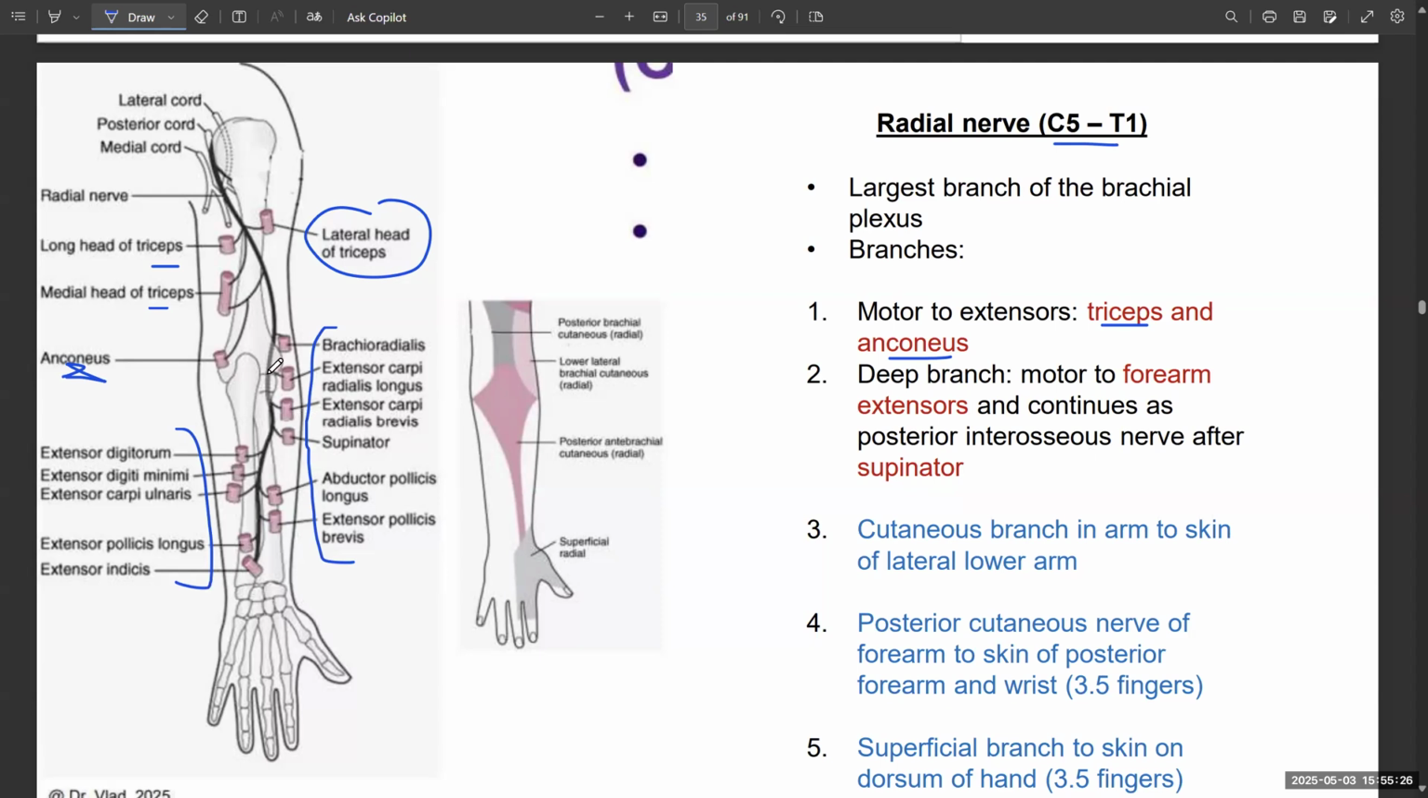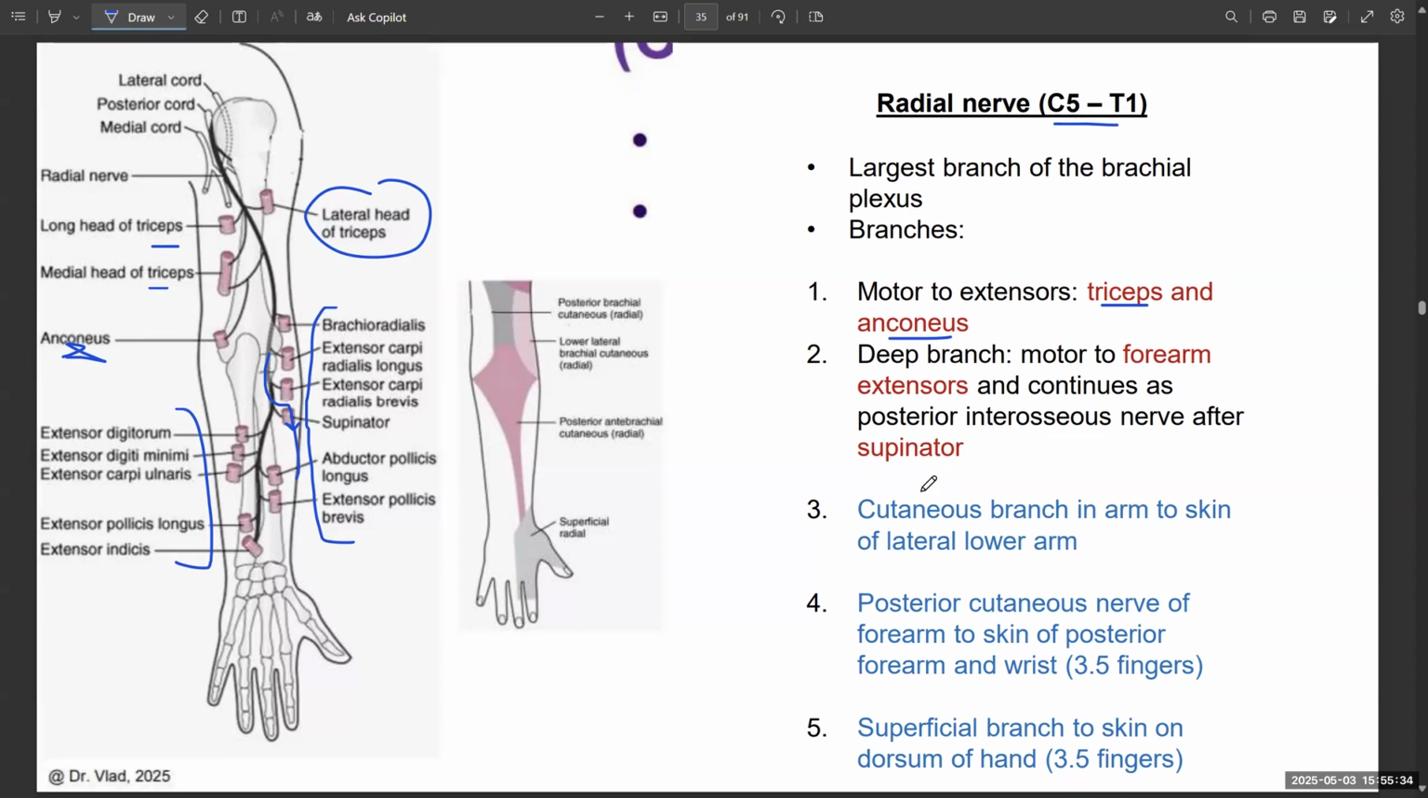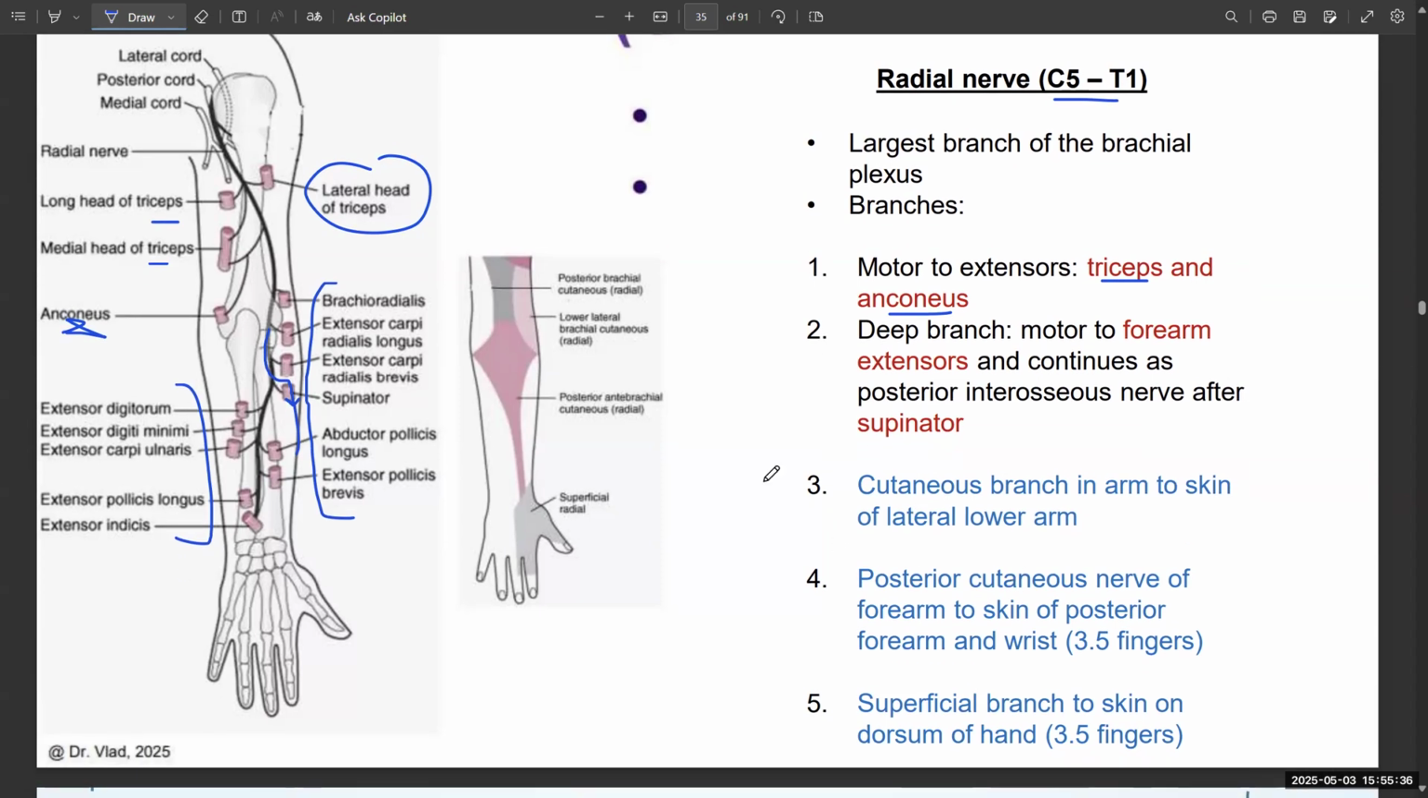So what this deep branch does is that it goes and pierces the supinator. After it does that, it is called the PIN, or posterior interosseous nerve. And then we talk about the sensory innervation. This is just something that you have to learn, unfortunately. Cutaneous branch of the arm to skin of the lateral lower arm.